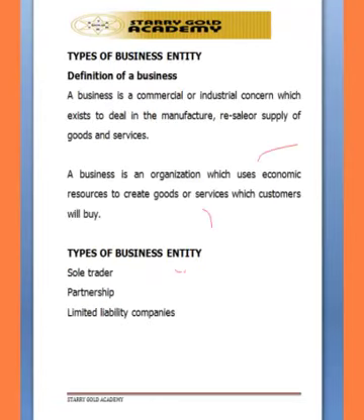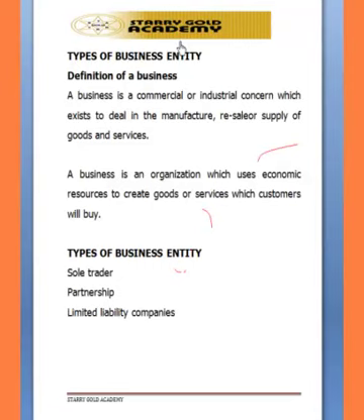Let's look at the various types of business entity before we start looking at the bookkeeping and accounting. What are the various types of business entity? First of all, let's define a business. As you can see on your screen, a business is a commercial or industrial concern which exists to deal in manufacturing, resale, or supply of goods and services.